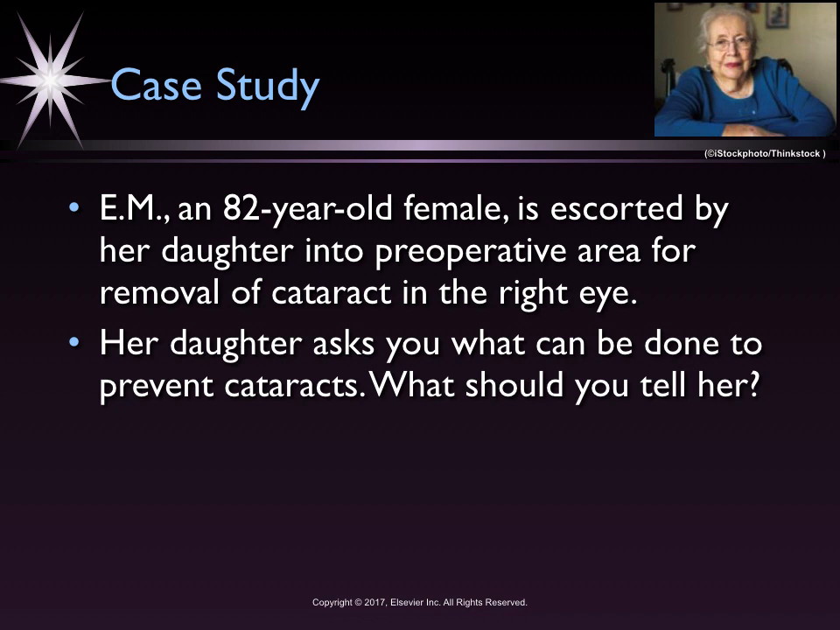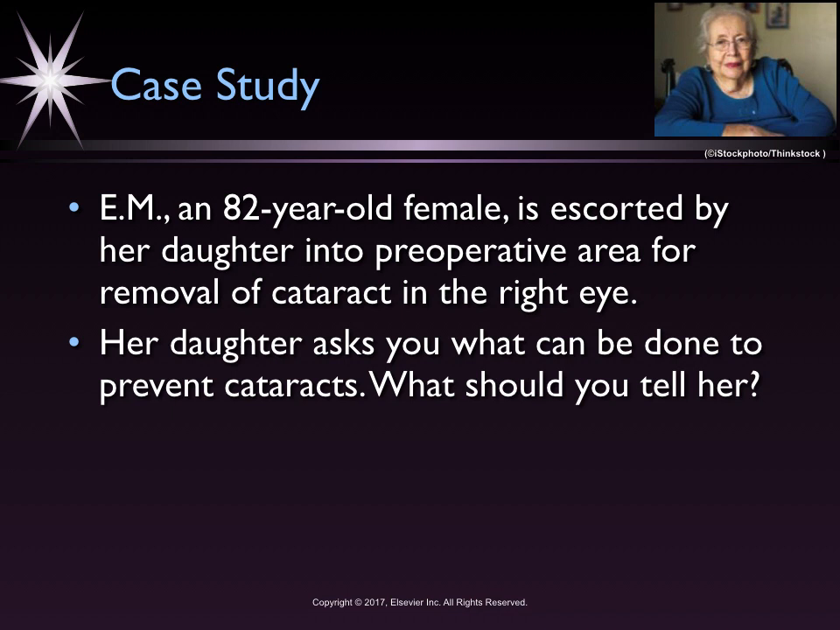So we're going to follow a little EM through this section. EM is an 82-year-old female, and she's escorted by her daughter into the preoperative area for removal of cataracts in the right eye. Her daughter asks you what can be done to prevent cataracts. What should you tell her?